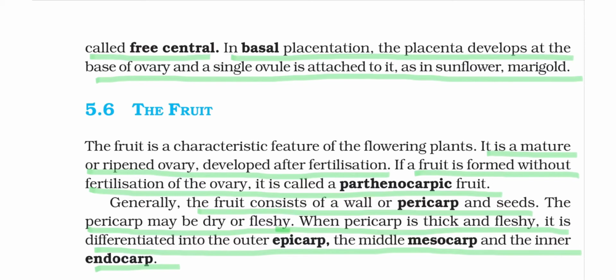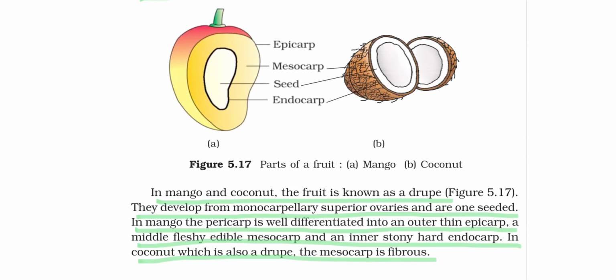The pericarp may be either dry or fleshy, meaning having pulp. When pericarp is thick and fleshy, it is differentiated into three parts. The outermost covering is known as epicarp, the middle is known as mesocarp, and the innermost layer is known as endocarp. So we differentiate pericarp into three layers: epicarp, mesocarp and endocarp. Here in diagrammatic form the parts of fruit are shown. First diagram is of mango, another is coconut, and here epicarp is the outermost layer, then mesocarp the middle layer, and endocarp the innermost layer, and seeds are found within that.